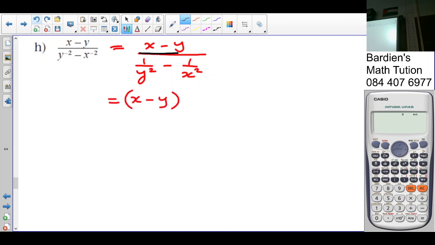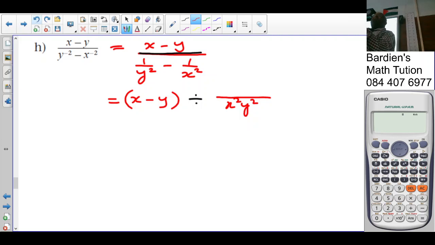Remember again, that is to divide. What's your LCM in the denominator? X squared, Y squared. Do I need a bracket around this? No, why not? Because the denominator became how many terms now? 1 term. So I didn't need the bracket there. Do you want to put a bracket around it? No problem. Don't just think there's something wrong with you, but it's fine. No, it's okay.